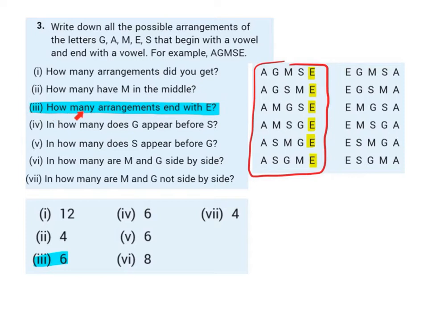Question 3, how many arrangements end with E? So you can see I've highlighted there where the E is at the end. So there's 1, 2, 3, 4, 5, 6 arrangements where we end with an E. So 6.